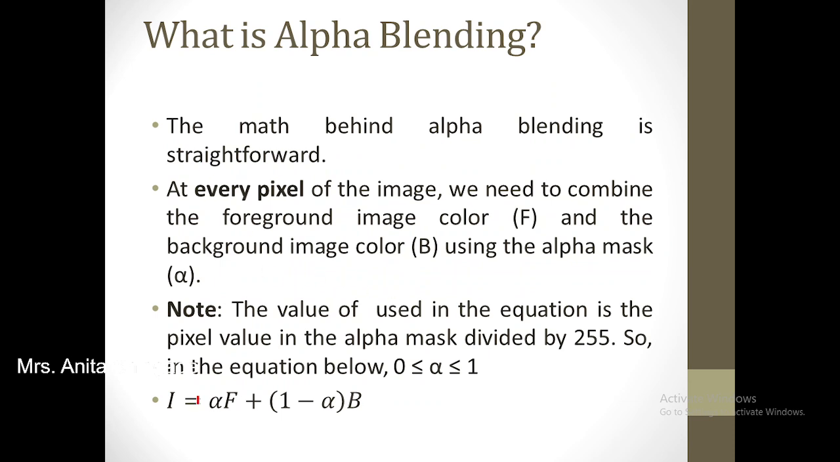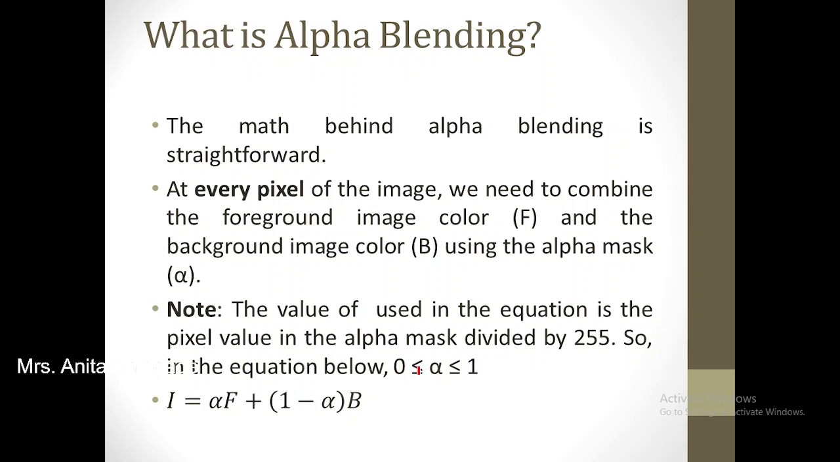Now, this is the formula for the alpha blending that we are using, and the math behind this alpha blending is very straightforward. At every pixel of the image, we need to combine the foreground image color and the background image color by using the alpha mask. The value of alpha used in this equation is the alpha mask divided by 255. So in the equation below you can see this alpha value ranges between 0 and 1.